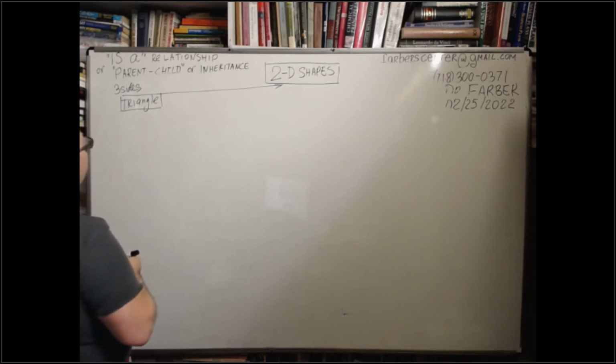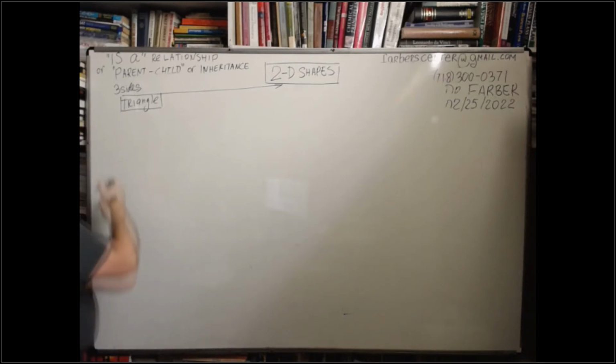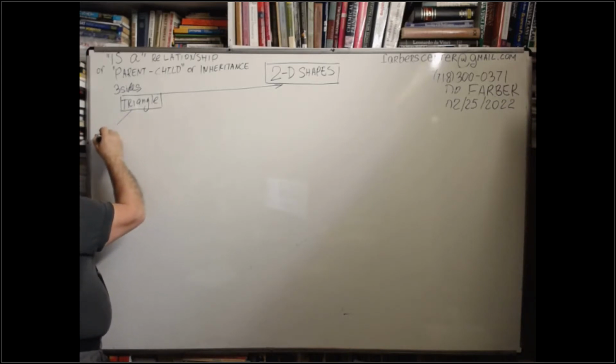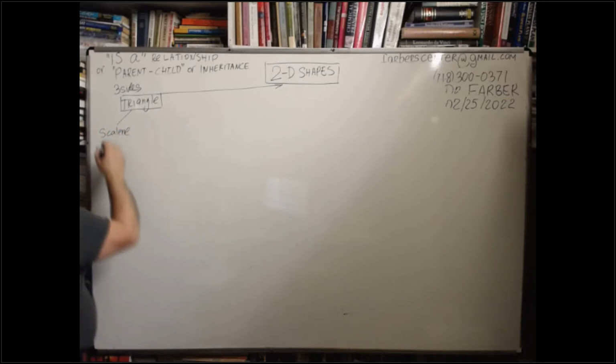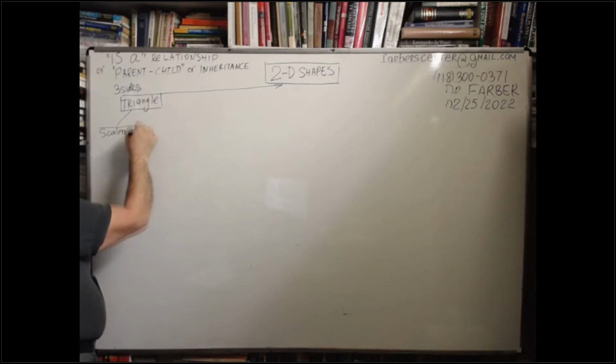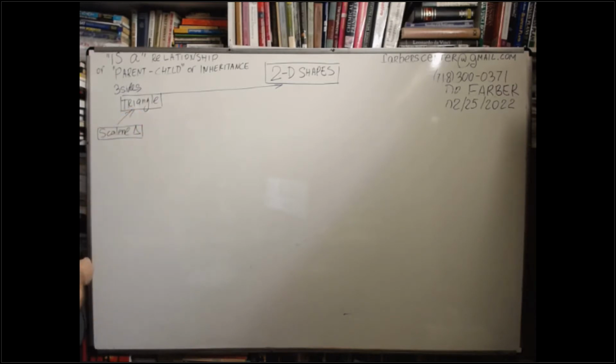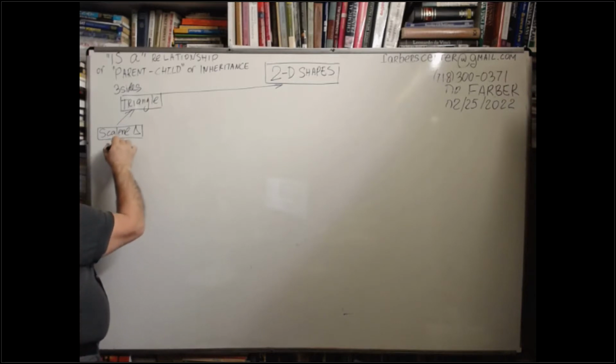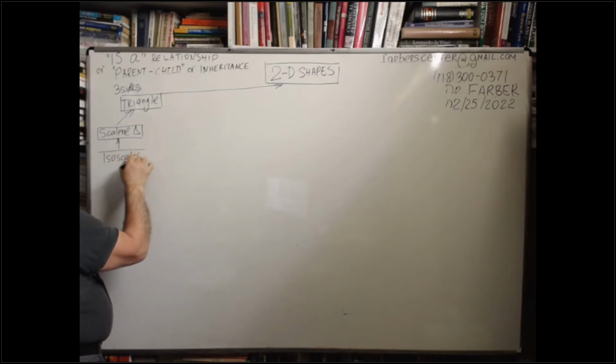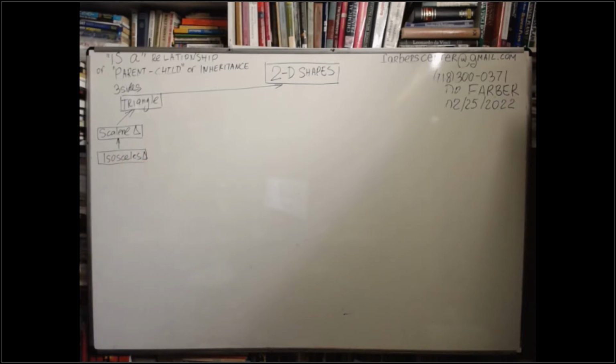And you have different triangles. For instance, you can have scalene triangle. Next, I can have isosceles triangle. And I can have, let's say, equilateral triangle.